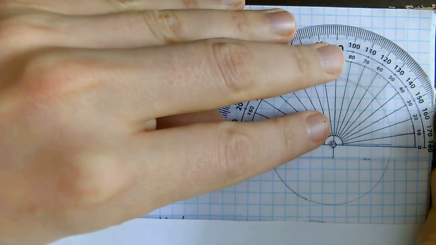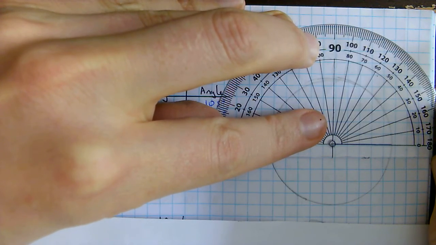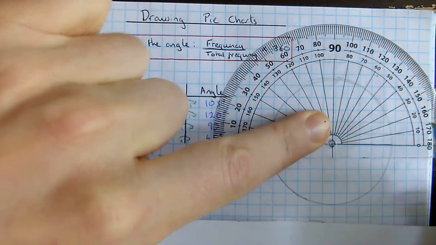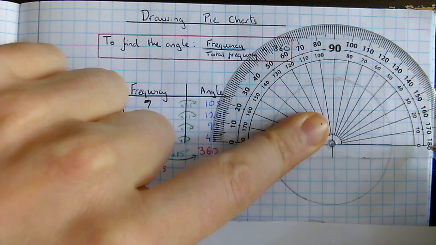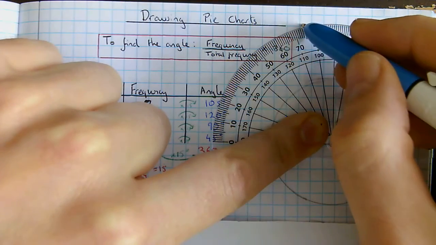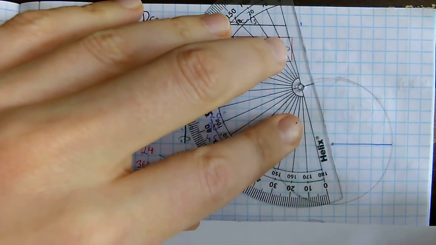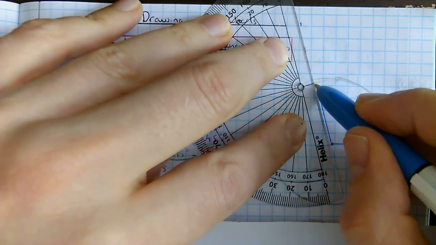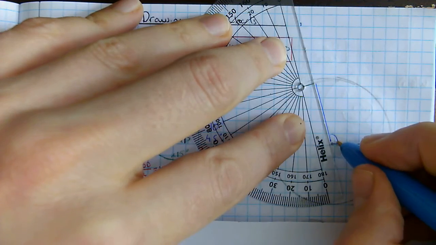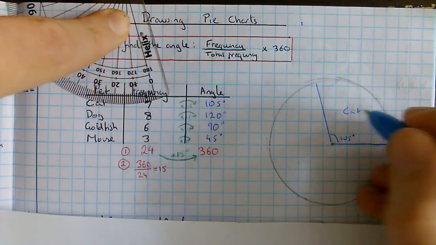Put my cross on the centre of my circle, there we go, there's my cross, and make sure that my 0 is lined up to the line I've just drawn. Okay, I'm now measuring around to 105 degrees. I'm using the inside circle because my inside measurement is on 0, going around 10, 20, 30, 40, all the way around to 105, which is going to take me up to here. That's 105 degrees. I'm now going to draw that line from the centre to the outside of the circle. That's my 105 degrees. I label it as 105 degrees, and it's cat.